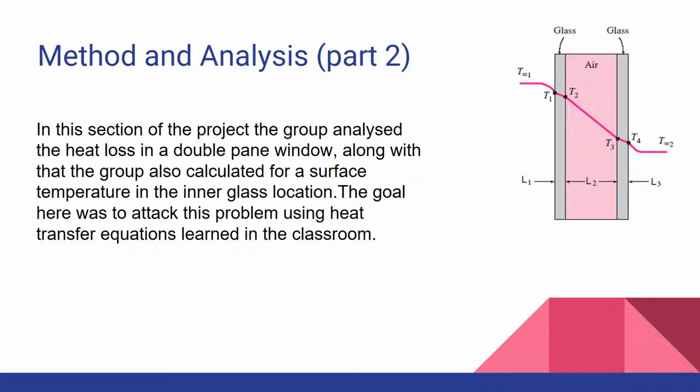In this section of our project, the group analyzed the heat loss in a double pane window. Like the first one, it was a single pane window, so we now are approaching a double pane window. Along with that, the group also calculated for surface temperature in the inner glass location at T4. The goal here was to attack this problem using heat transfer equations learned in the classroom.